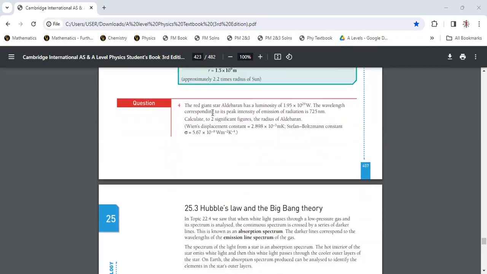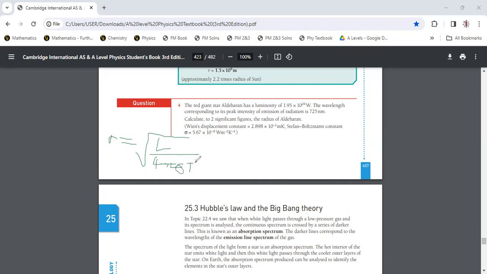So let's try an example. The red giant star Aldebaran has a luminosity of 1.95 times 10 to the power 29 watts. The wavelength corresponding to its peak intensity is 725 nanometers. What is the radius? It sounds a little scary at first, but let's do a little rearrangement so we can figure out our answer quickly. R equals the square root of L over 4 pi sigma T to the power of 4.